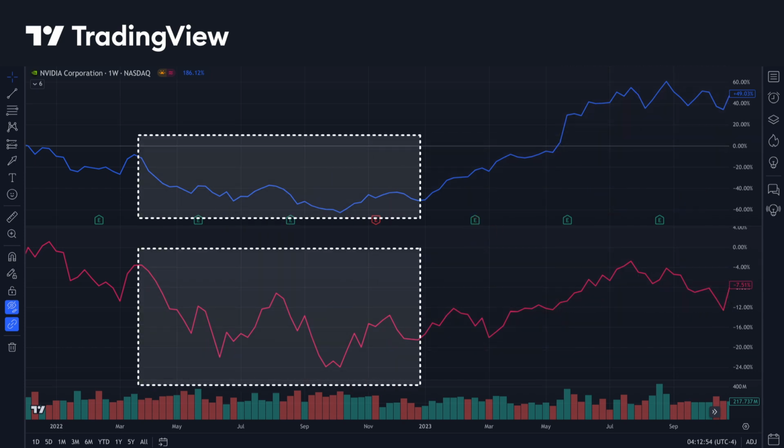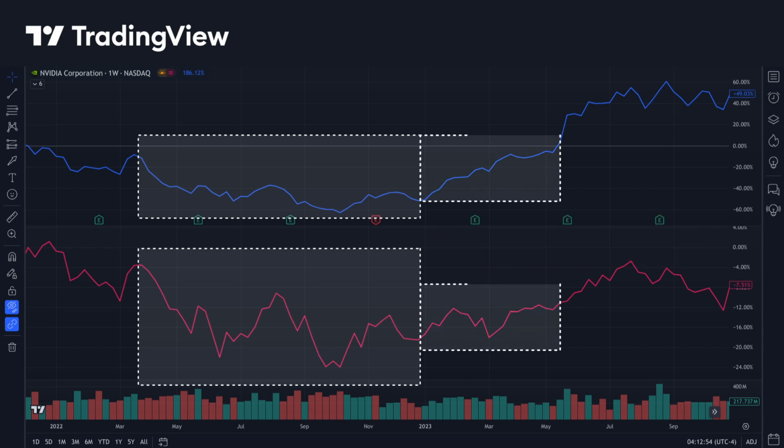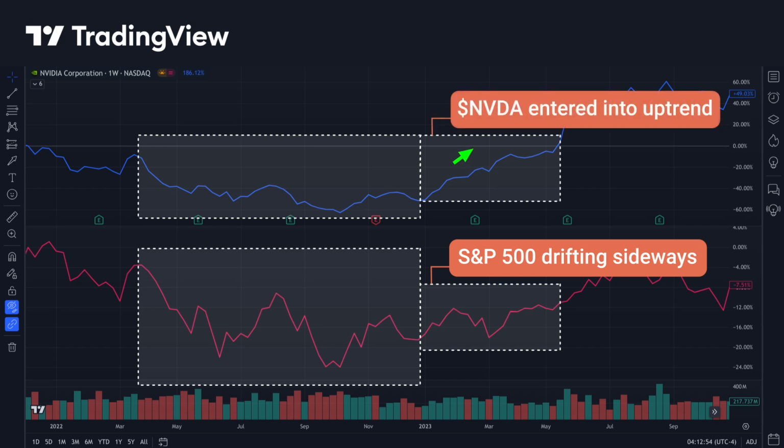In the first part, notice that the price of NVIDIA and the price of the S&P 500 are relatively trading in sync with one another, no major divergences. But as we move into the second part of the chart, we start to see something a little bit different. Notice how, as the S&P 500 is just drifting sideways, NVIDIA actually has entered into an uptrend, setting higher highs and higher lows, while the benchmark S&P 500 index is just sideways.